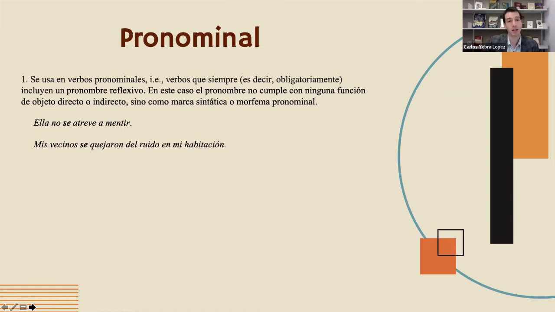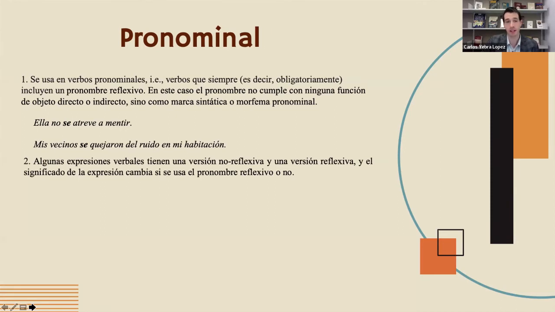Now here, the use of se is compulsory. I cannot say ella no atreve a mentir. That doesn't make any grammatical sense in Spanish. And by the same token, I cannot say either mis vecinos quejaron del ruido en mi habitación. I have to use obligatorily so se.